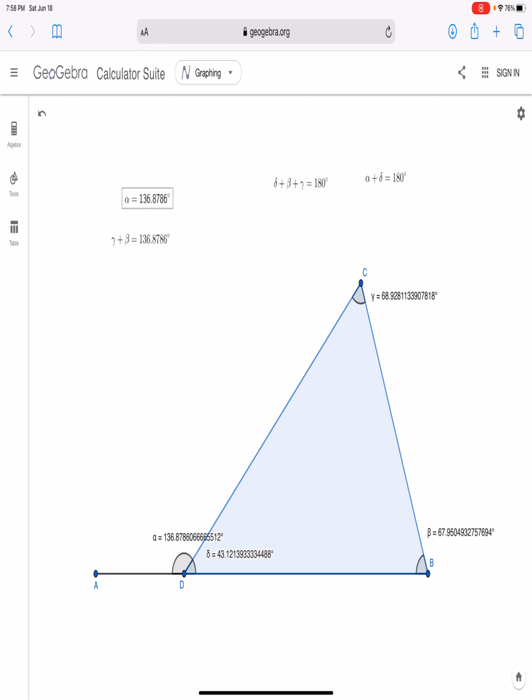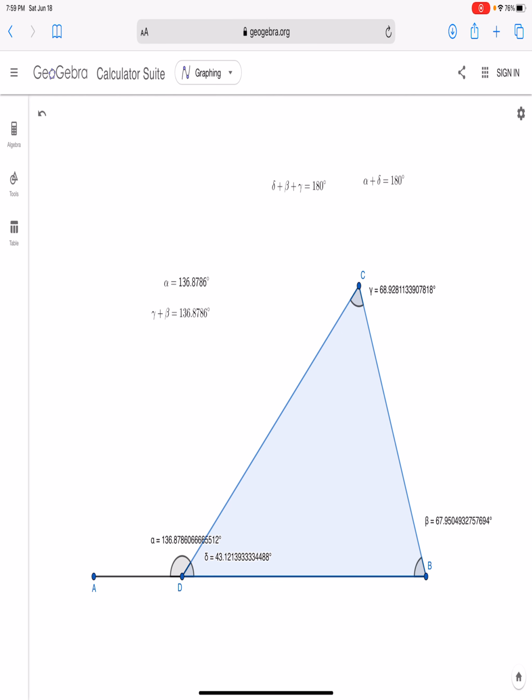Alpha is also, if you look over at these calculations, exactly equal to the sum of the other two opposite angles of the triangle. So the exterior angle out here is equal to the sum of the other two angles of the triangle, okay? And we already know that alpha and delta are equal to 180. If alpha and delta are 180, and alpha is the same as gamma plus beta, then of course it has to be the case that if I take delta, gamma, and beta, they also make 180.